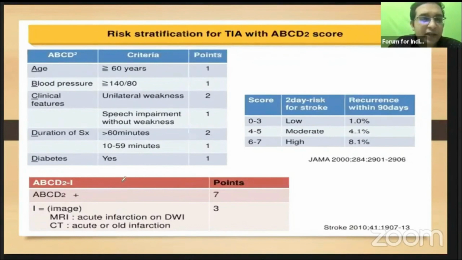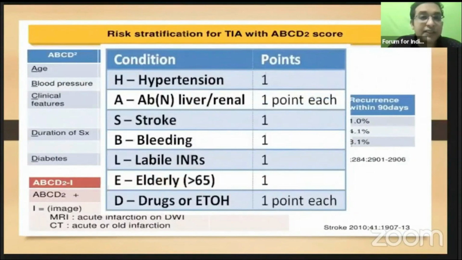And some imaging criteria with a point added of 3 has been given for the ABCD2 score, for better prognostication. This stratification is the ABCD2 score, and HAS-BLED, as you have seen, includes also the liver and the renal function tests.